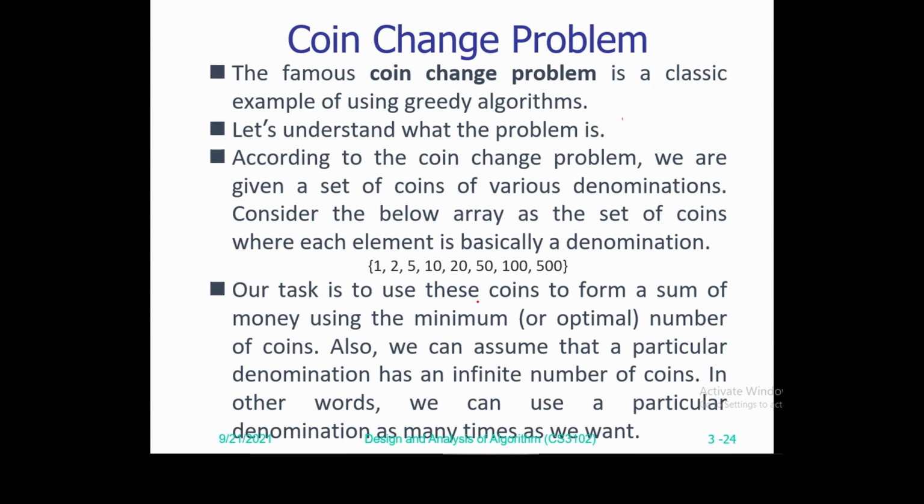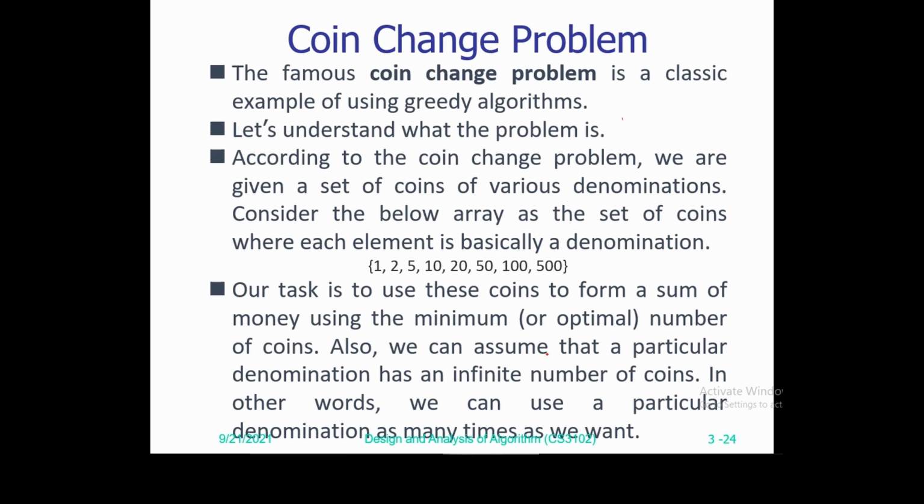So our task is to use these coins to form a sum of money using the minimum number of coins. The task is to use these coins from the denominations and form a sum of money using the minimum number of coins. Okay, suppose I want to make a sum of 90 rupees and I just need to use the minimum number of coins from here so that they form the sum equal to 90. So basically it is a kind of minimization problem. Here we need to reduce the number of coins or the number of operations.